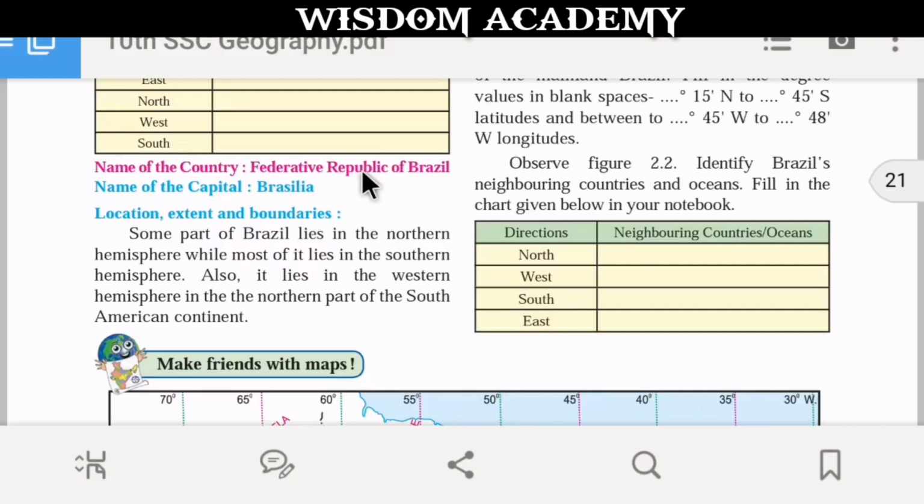Republic. So again Brazil का जो head है that is elected by the people. So it is called as Republic. So Federative Republic of Brazil. Similarity between India and Brazil are both of them are republic. Name of the capital is Brasilia.